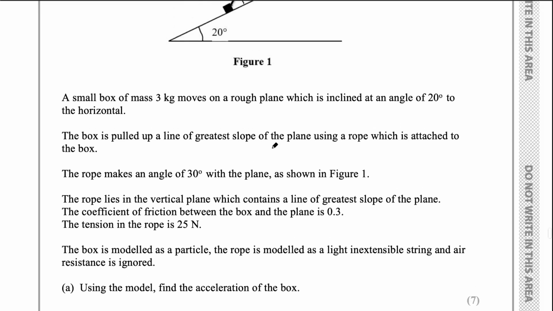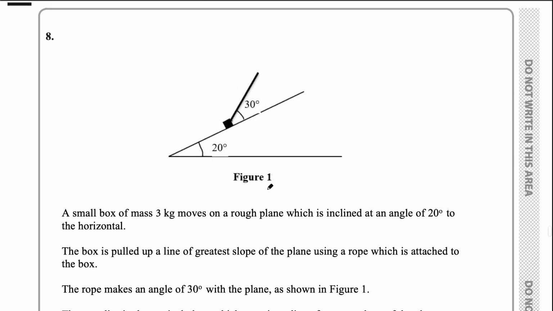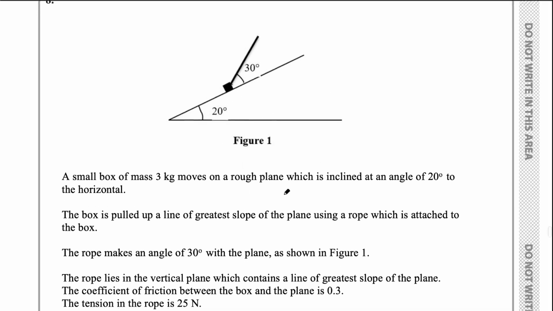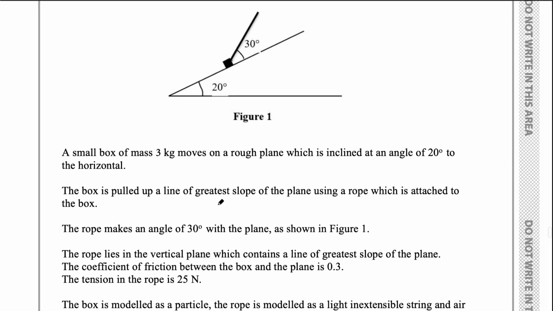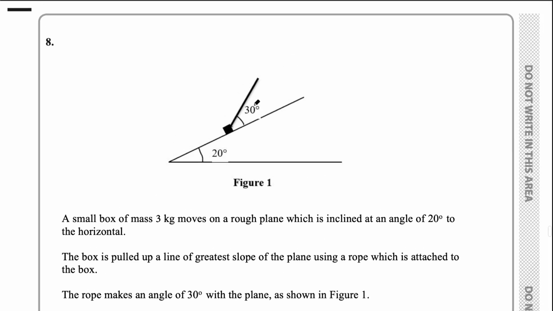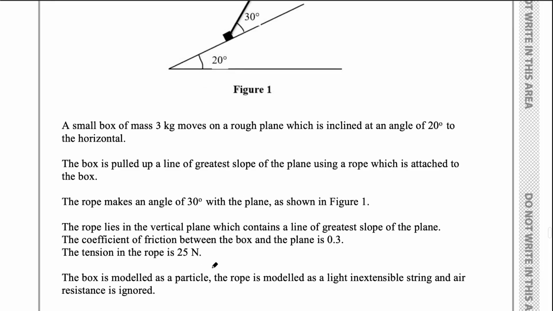Alright, so let's go back to the diagram briefly. So most of that information is to say that this rope is pulling the box up the slope, and it's not going sideways in any direction. So we can assume it's going straight up the slope, which they state as lies in the vertical plane and is pulled up a line of greatest slope of the plane. So it's going straight up the slope, and the tension force in the rope is 25 newtons. The friction coefficient is 0.3.